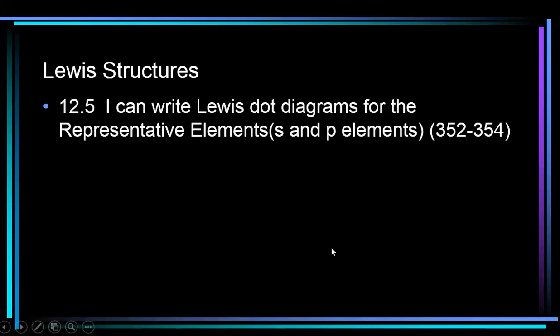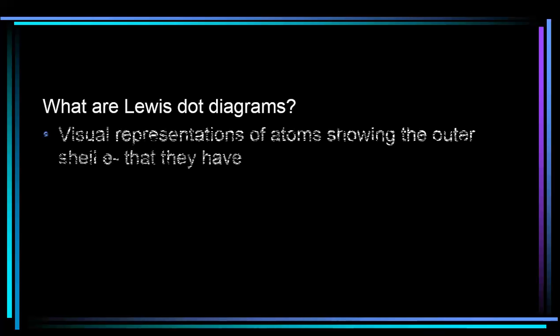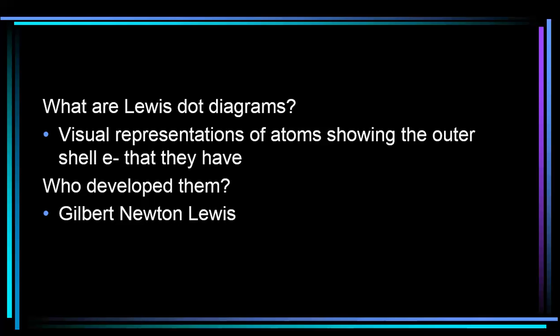So, in order to be able to understand what molecules actually look like, we're going to have to start at the very bottom. That is, drawing dot diagrams. What are dot diagrams? Dot diagrams are visual representations of atoms showing their outer shell electrons. It was developed by an American scientist, Gilbert Newton Lewis.